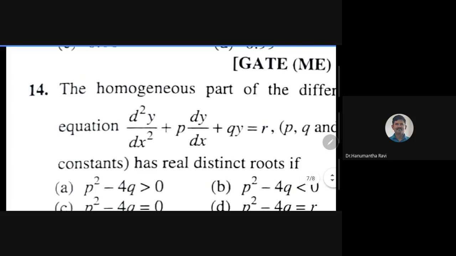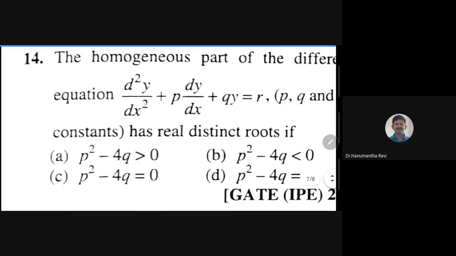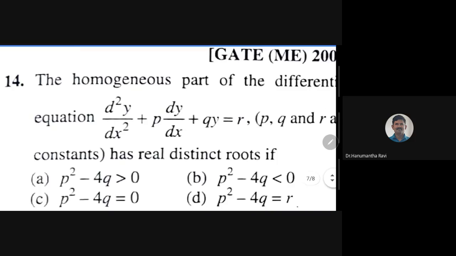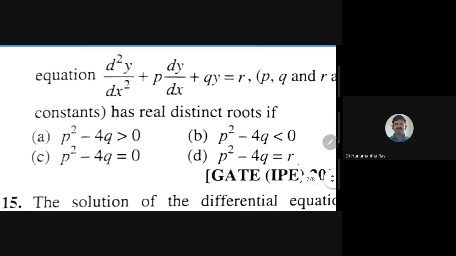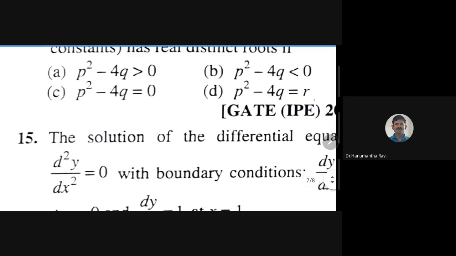If you look at 14, it's also a straightforward one. Real distinct roots means discriminant is greater than 0. So the answer is A.